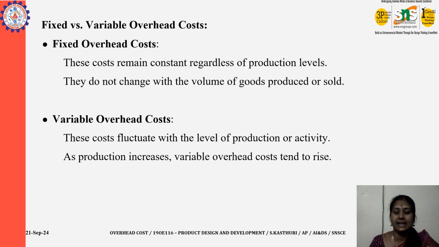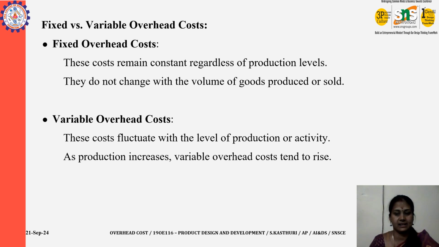The next one is the fixed versus variable overhead cost. Fixed overhead costs remain constant regardless of production levels. They do not change with the volume of goods produced or sold. Examples include rent for the factory or office, salaries of permanent employees, or depreciation on machinery.